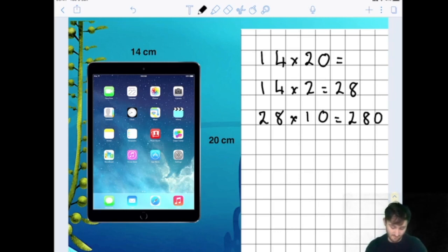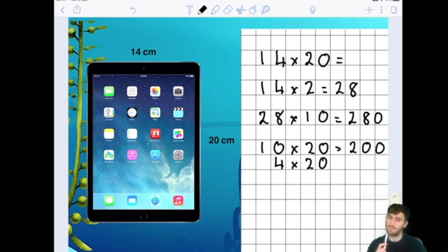Another way that I could do it, I could split my 14, I could partition it. So I could put a 10 and a 4. And I could do 10 multiplied by 20 and then 4 multiplied by 20. Well, I know 10 multiplied by 20 is 200. And that 4 multiplied by 2 is 8. I multiply it by 10, and that is 80. I can then add these two up to get 280.